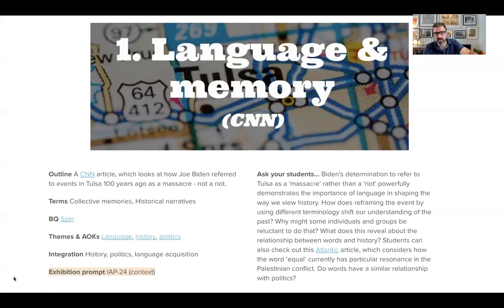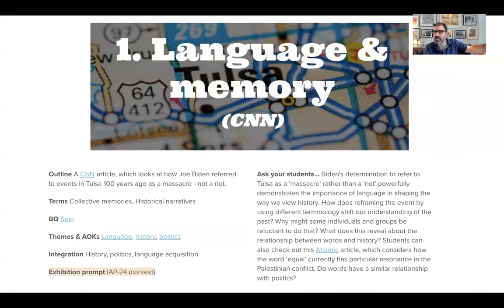That's the interesting thing: an explicit link to an exhibition prompt that this article could help you with. And I think this is all to do with context, and the context in which you are expressing your ideas and the way you're framing your words. So I think this links very, very nicely to IA prompt 24. You get students to have a look at that and link it to this story, and suddenly they've got a really nice piece of evidence in order to discuss that.